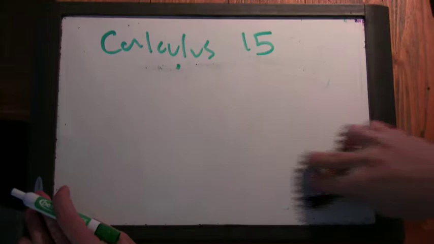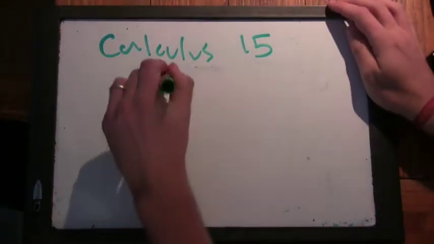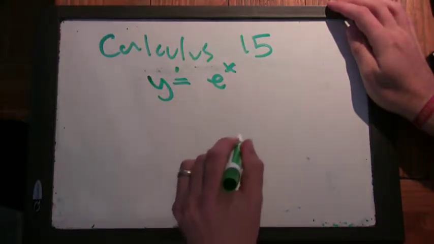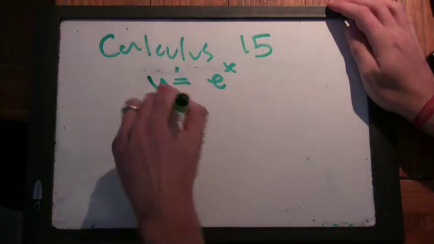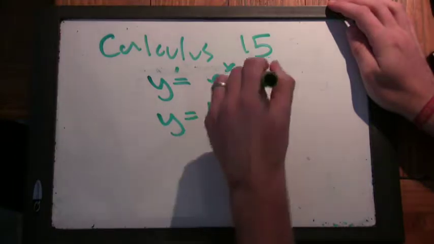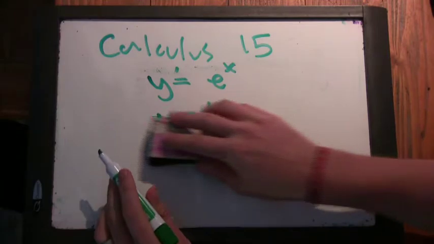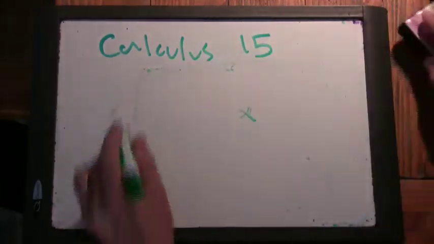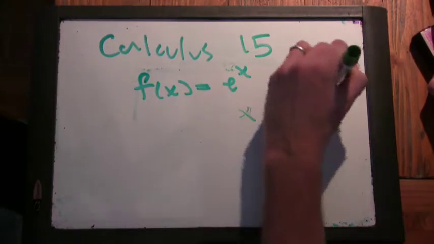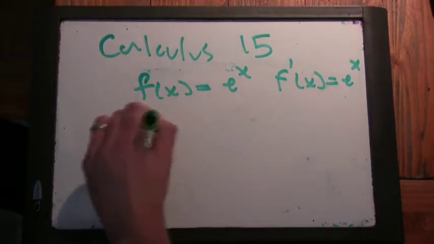So this is some stuff you've already seen a little bit before on these derivatives, but we're going to see why it's true. So if y equals e to the x, what is the inverse function? ln x. Y equals ln x would be the inverse. But you know that the derivative of e to the x is what? It is e to the x. Okay, so f of x equals e to the x, then f prime of x also is e to the x.